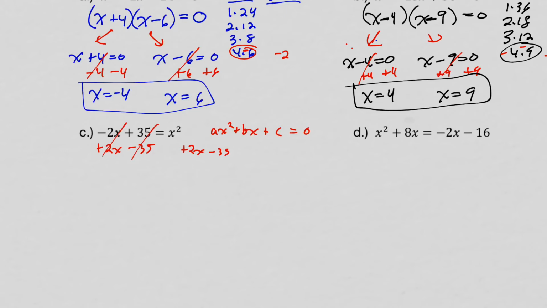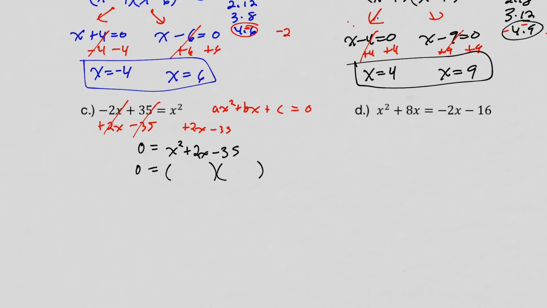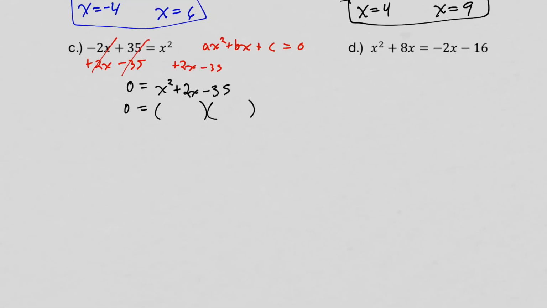So there's my 0. x squared plus 2x minus 35. Then we can factor this out. Okay, so think about it. What two numbers multiply to negative 35? That means one of these is negative. We're subtracting, and we get 2. Well, positive 7 and minus 5.